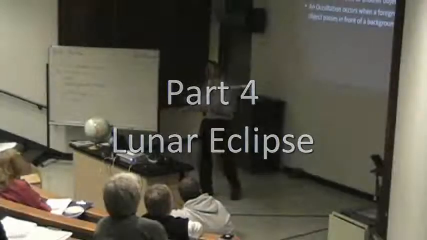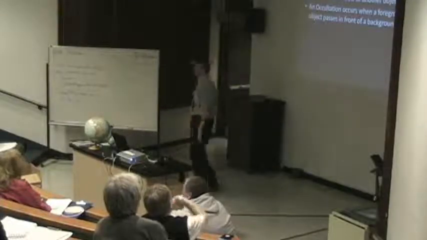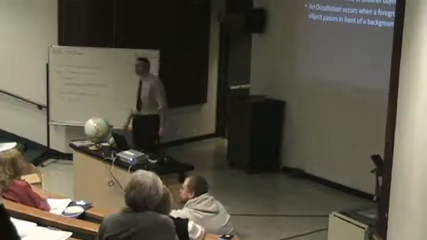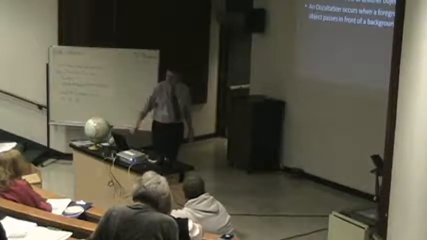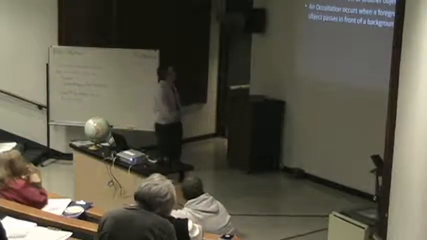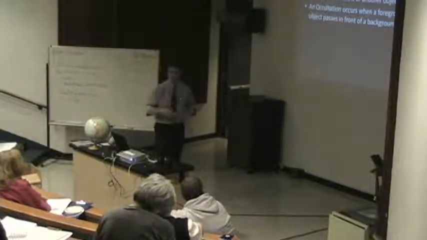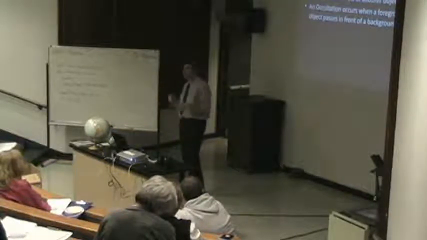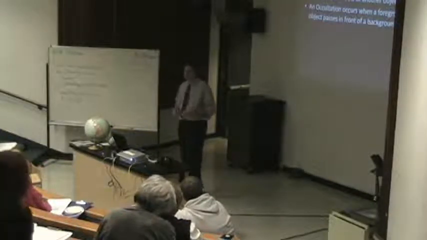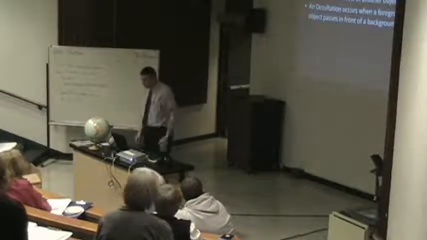Let's talk a little bit about eclipses and occultations. How many of you have heard the word eclipse before? How many of you have heard the word occultation before? Oh, very good. Okay. Occultation comes from to occult, which means to hide. The occult, sort of mystic stuff, is the hidden arts. So there's the correlation there.